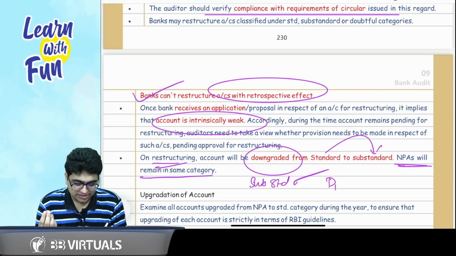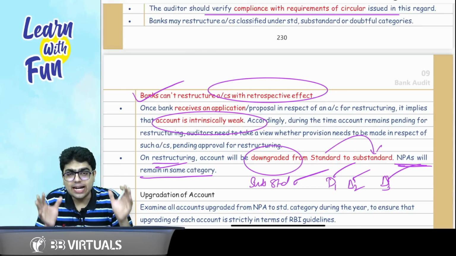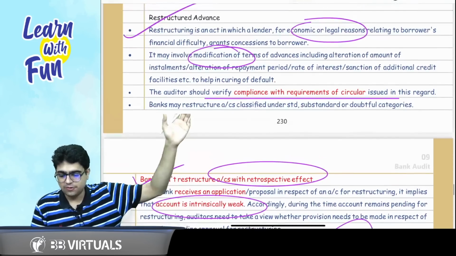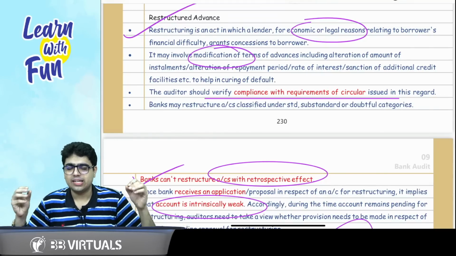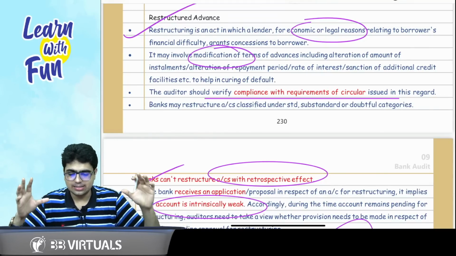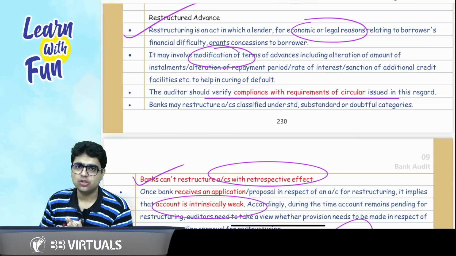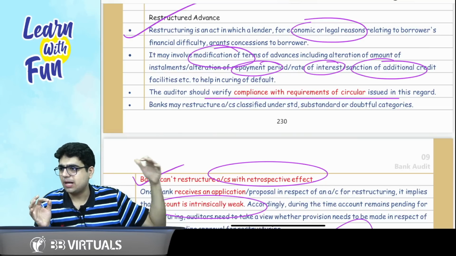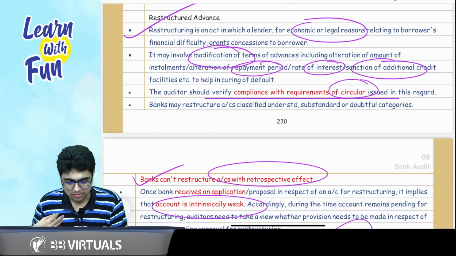If an account was D1, that is doubtful one, D2, doubtful 2, D3, doubtful 3, that NPA remains in the same category, but standard becomes substandard. First of all, the definition of restructuring: you modify the terms in case of economic distress or legal reasons, and grant concessions to the borrower. It involves modification of terms, that is the change of interest rate, repayment period, sanction of additional credit, and so on. You as an auditor need to comply with the requirements of the circular.